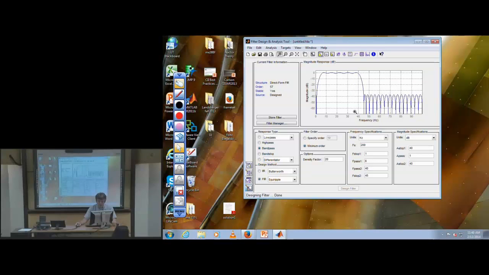Okay, so I can do two things. Either I can increase the order, or I can make the specification more difficult, which will in turn increase the order, which is what I'm going to do. So I'm going to crank up the stop band frequencies to 43 and 43. We'll see what happens. Maybe it will do it. Okay, the order is a little higher. It's 60, went up by 3. But let's see if it meets specification, at least visually.